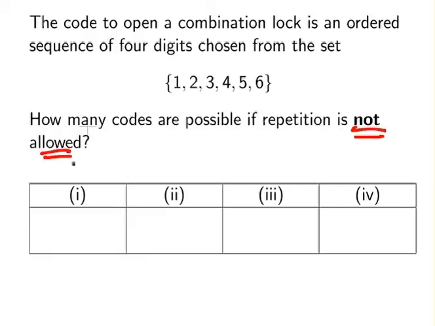So, what's going to happen first? Well, in the first instance, we have six digits to choose from: 1, 2, 3, 4, 5, and 6. So, for the first digit, we have six options. But for the second digit, we've used one of our options already, so we've only got five left. So, rather than having six options to choose from, we've only got five.